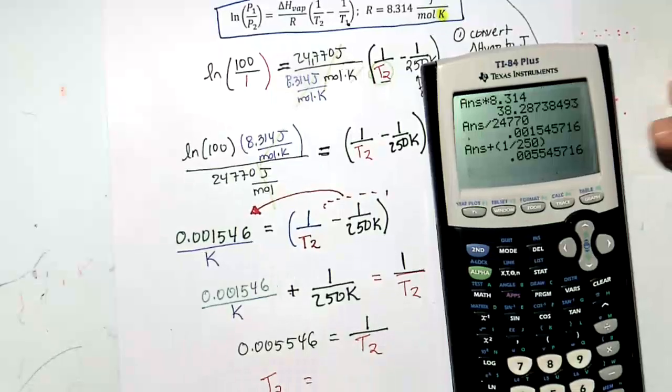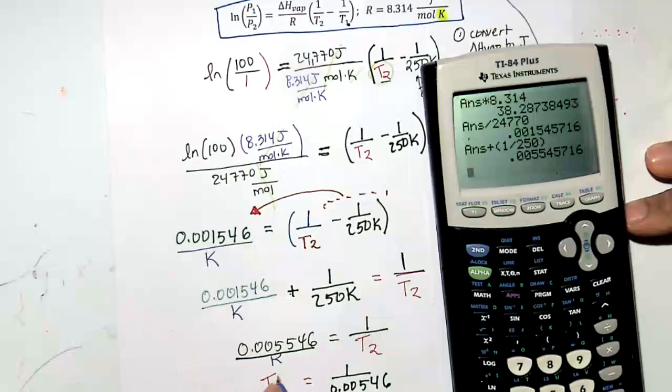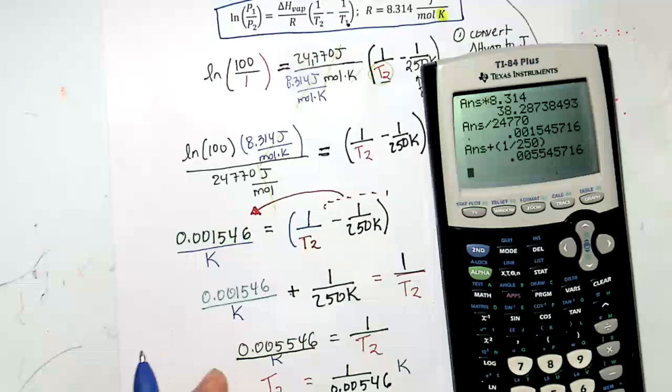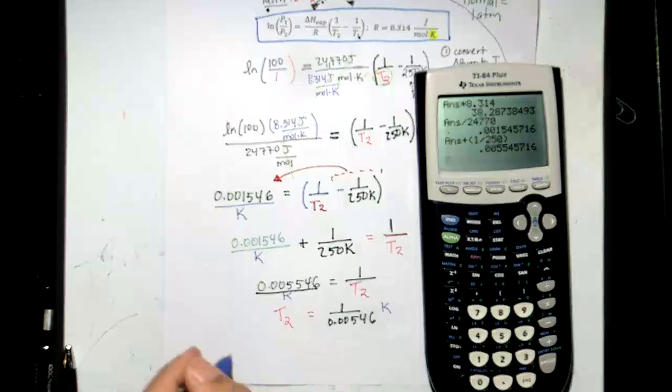To solve for T2, it's going to be 1 divided by this, 0.00546. By the way, this is divided by Kelvin, just the units here are Kelvin. So my final units are also going to be Kelvin, when I cross multiply. This is cross multiplication.